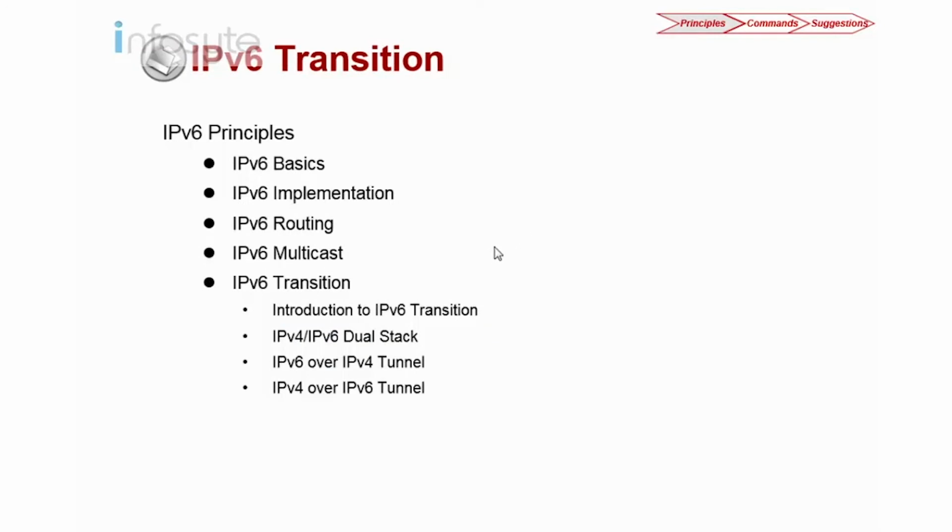Now let's look into the IPv6 transition. Even though IPv6 is gaining popularity, IPv4 is still dominant as of now, so we need to look into the transition from IPv4 to IPv6. In this chapter we are going to introduce IPv6 transition and the technologies available for the transition, including dual stack, IPv6 over IPv4 tunnel, and IPv4 over IPv6 tunnel. Now let's look at them one by one.